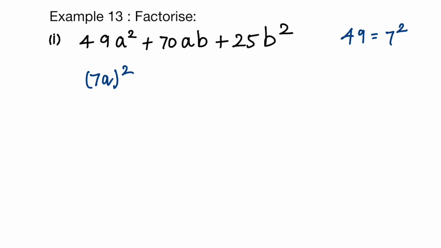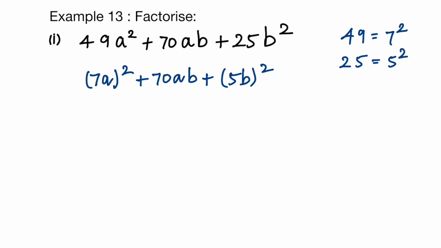So 49a squared can be written as 7a the whole squared. And the 70ab, let that be 70ab for now. This 25b squared can be written as 5b the whole squared. How can it be done? Because 25 is 5 squared. So 25b squared can be written as 5b the whole squared. Now this is like a squared plus some term plus b squared.